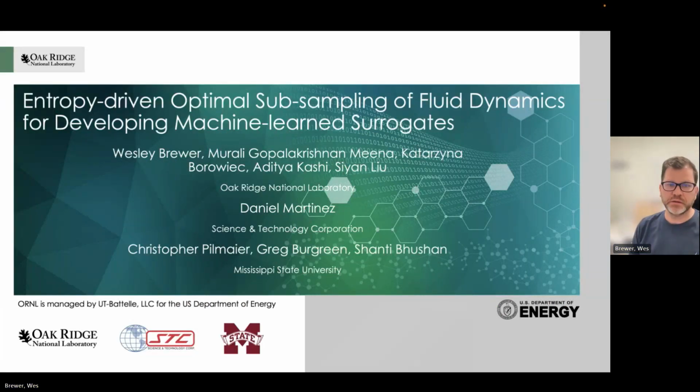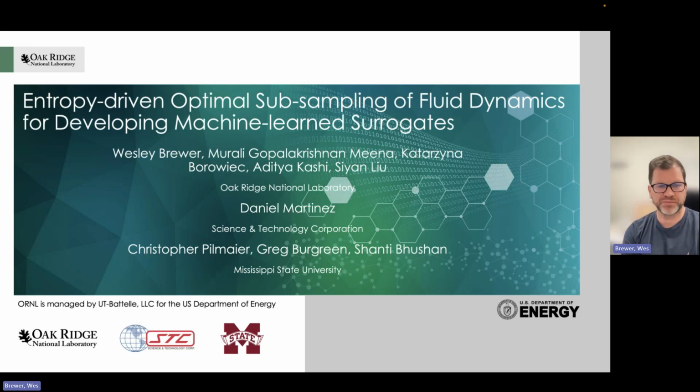I'd like to share some work that we recently presented at the AI for Science workshop at SC23. This is work titled Entropy-driven optimal subsampling of fluid dynamics for developing machine learned surrogates. And there's an associated paper with this presentation.